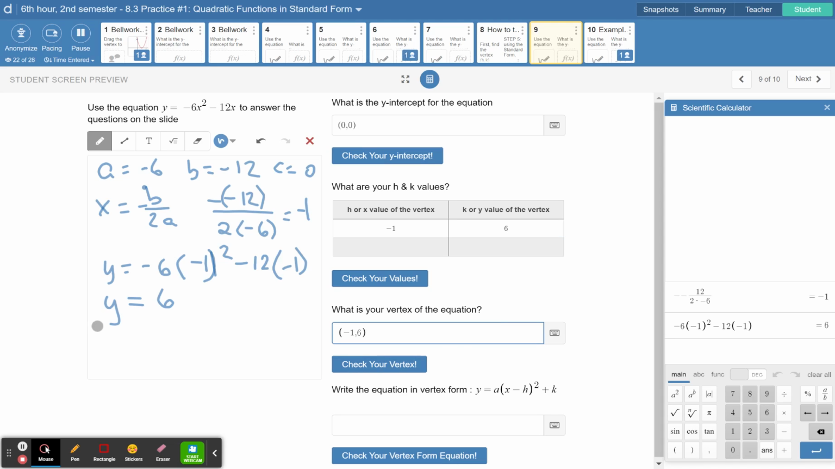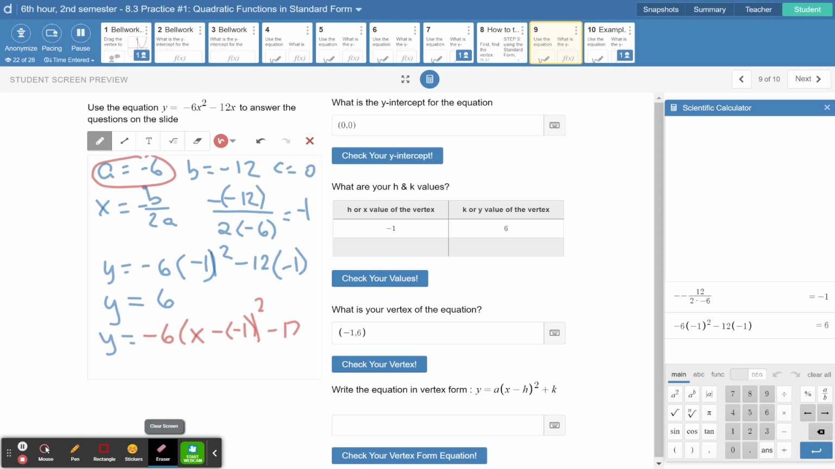Now the new part for this slide is plugging it into the vertex form. We already found out our A value from before. It's A equals -6. And then x minus, which our h value is -1. And then we're going to square. I'm sorry, our k value is going to be a +6. Sorry, it should be a +6. So our final equation will have our a value minus a negative is really a positive, and then the +6 because that's our k value.